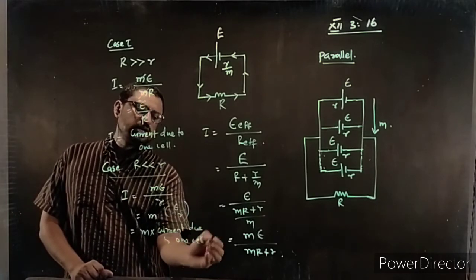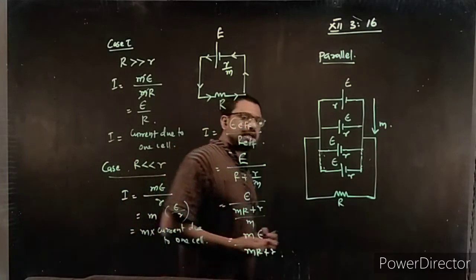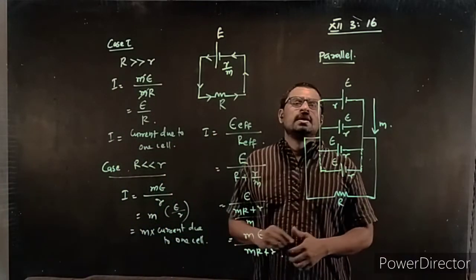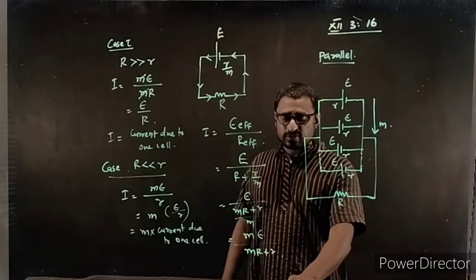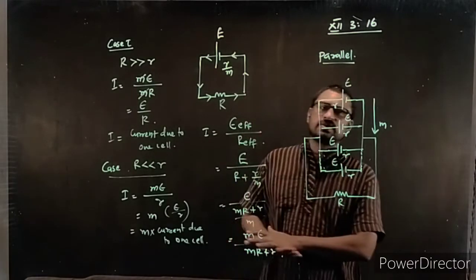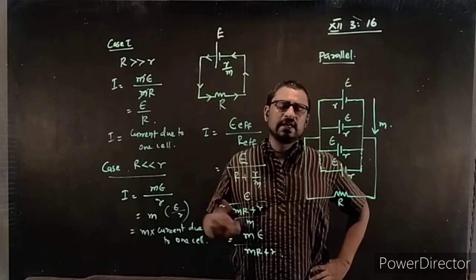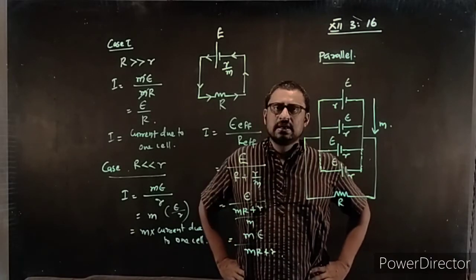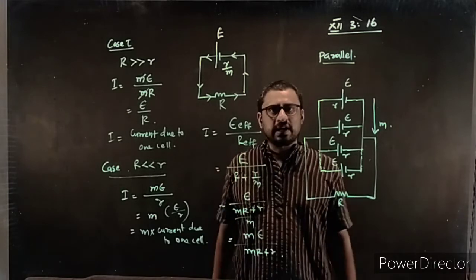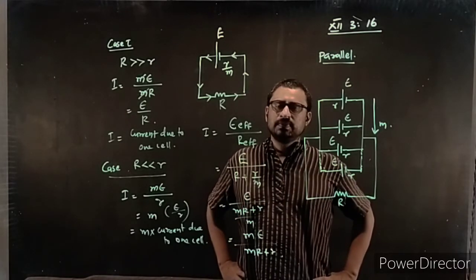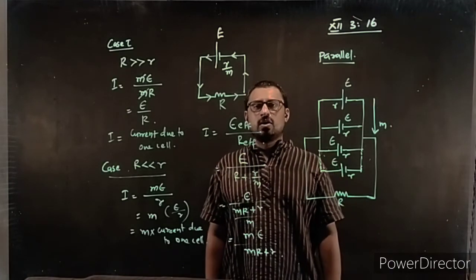So series combination we opt for when the external resistance is high, and parallel combination of cells we opt for when internal resistance is much greater than the external resistance, when looking to the intensity of current, or the magnitude of current. Okay, so that's about parallel combination of cells.